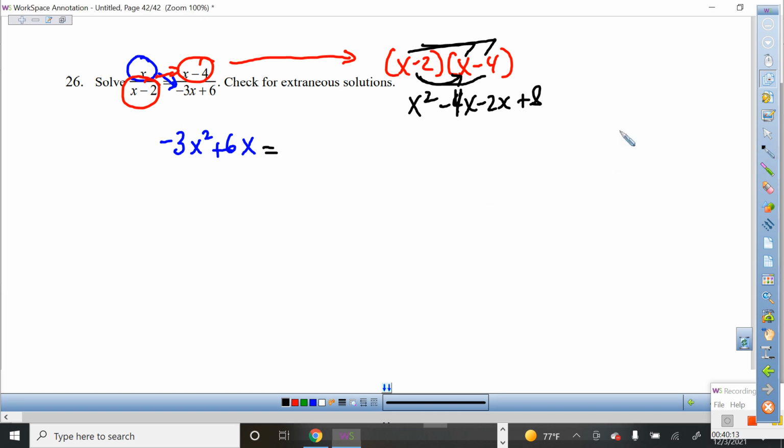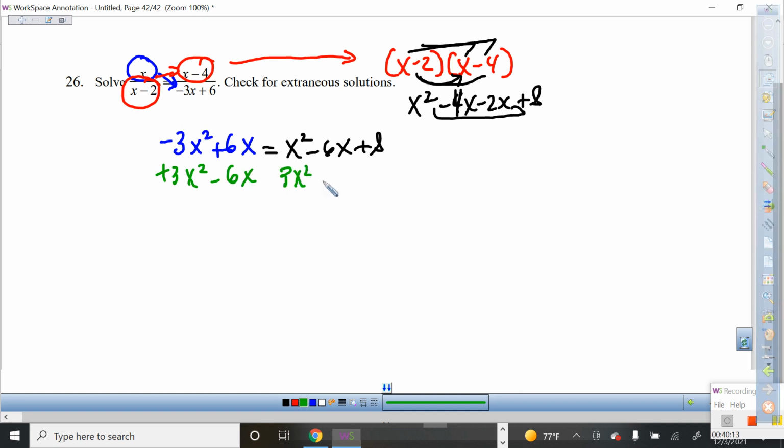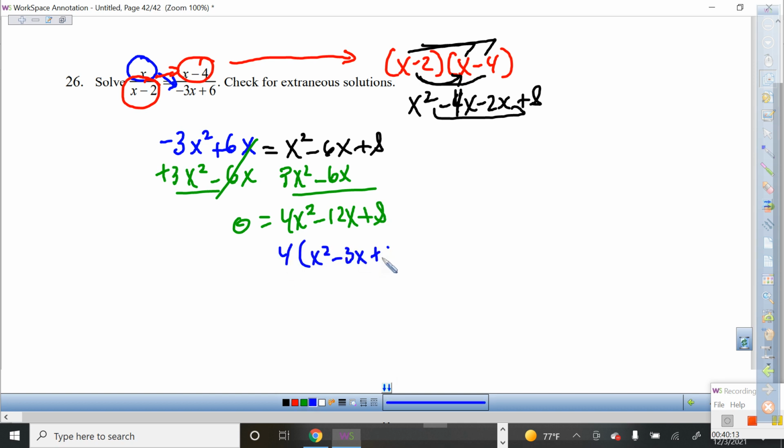Alright, let's see where we're at. So I cross multiply, that gives me negative 3x squared plus 6x, and then these two give me this, and then I combine some like terms, that gives me x squared minus 6x plus 8. Make it equal to 0, so I add 3x squared minus 6x to each side. We got 0 equals 4x squared minus 12x plus 8. GCF is 4. We're left with x squared minus 3x plus 2, all that equal to 0.